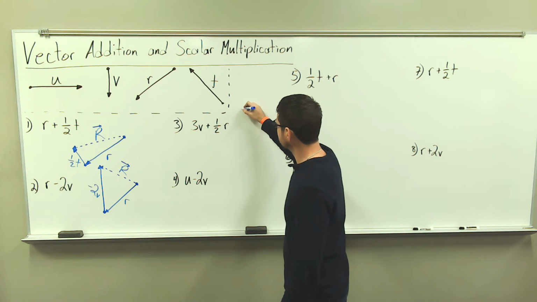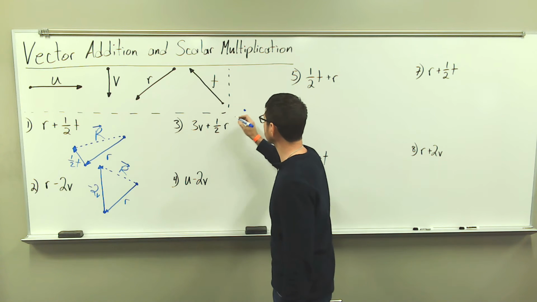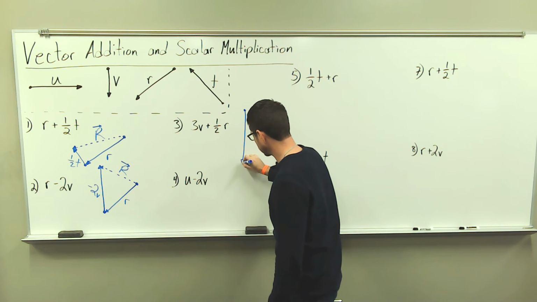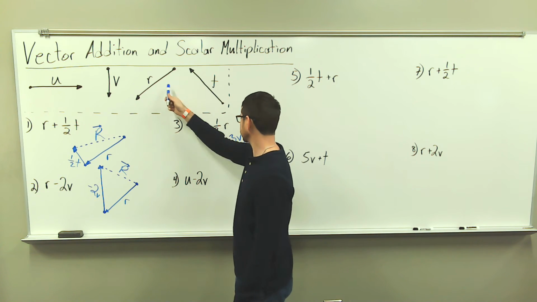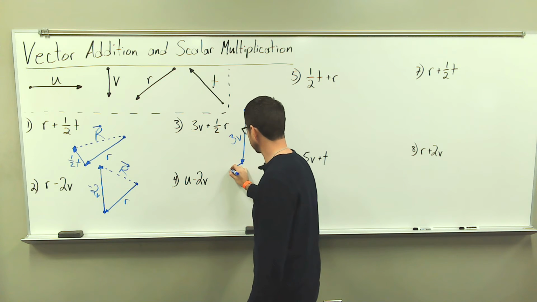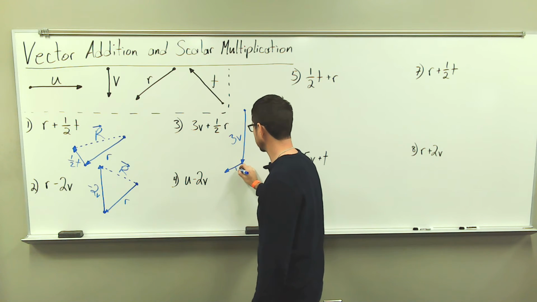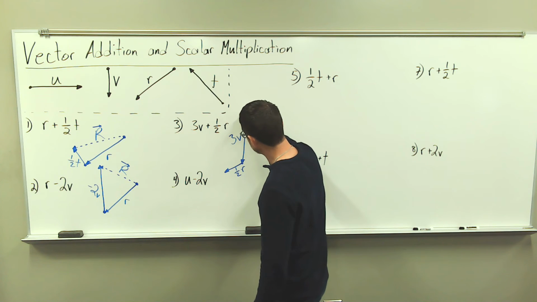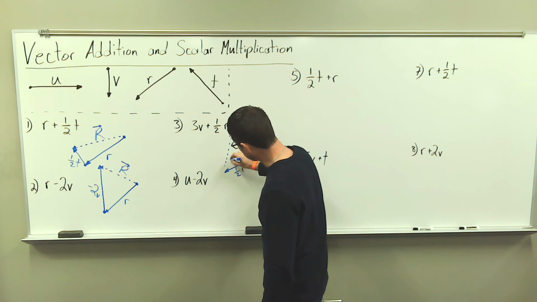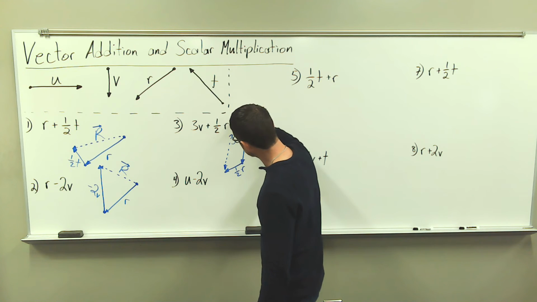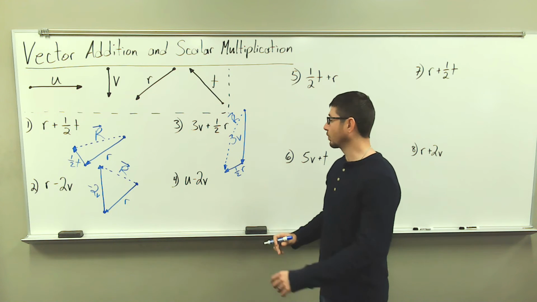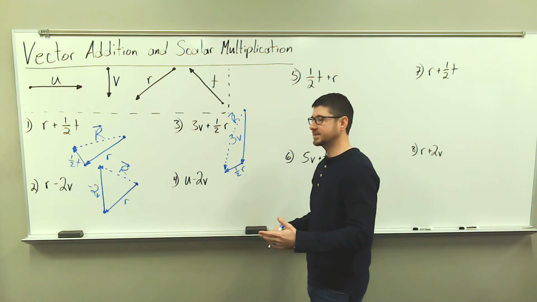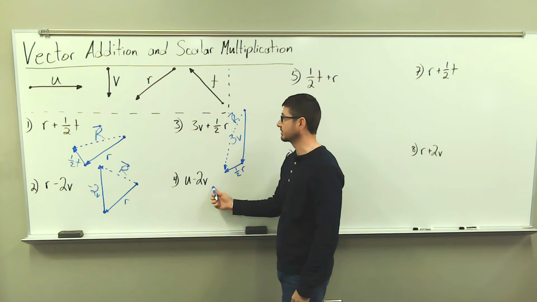Okay, so 3v, so 3 times the magnitude here, plus 1/2 r. And let's draw our resultant. Okay. Number 4, we have vector u minus twice the magnitude of vector v.